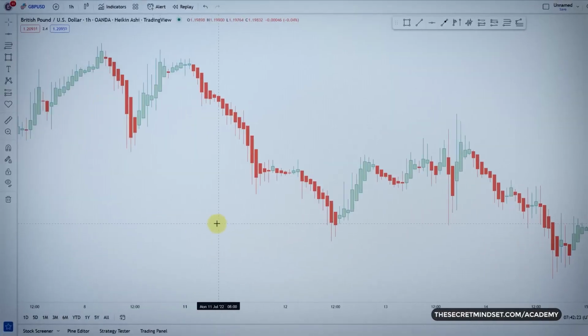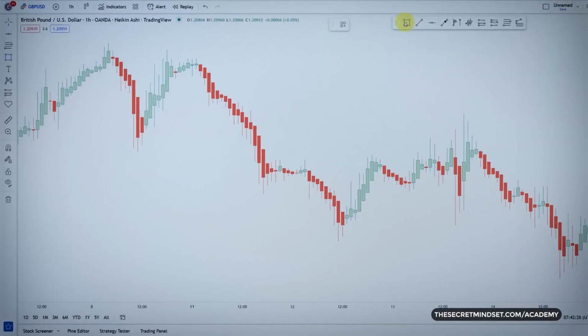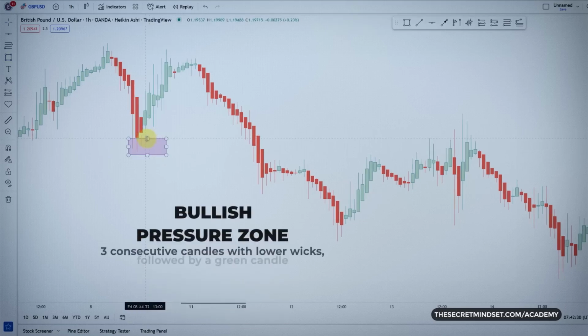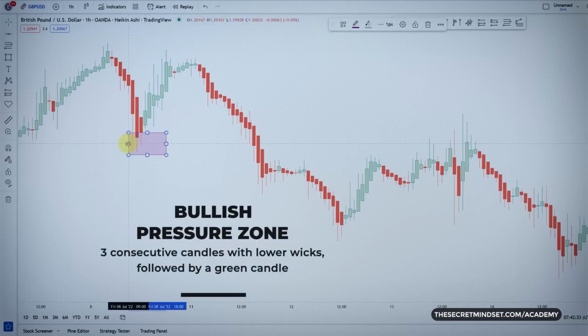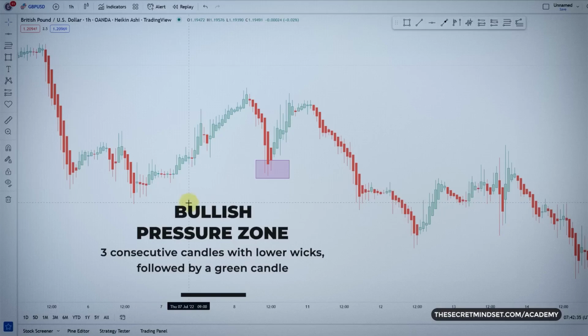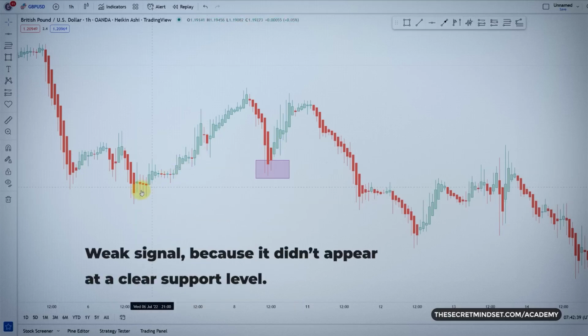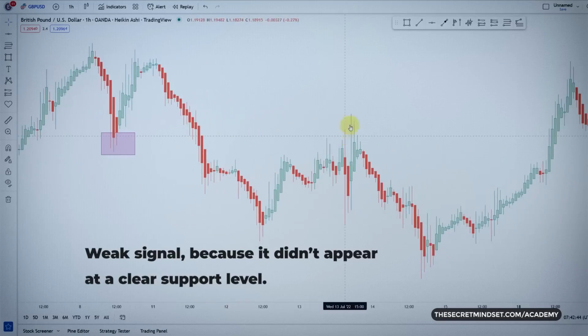Here's pound dollar on the hourly time frame, with several bullish and bearish pressure zones. First one is a bullish zone, right here. 3 consecutive candles with lower wicks, followed by a green candle. This is a weak signal because the signal didn't appear at a clear support level.